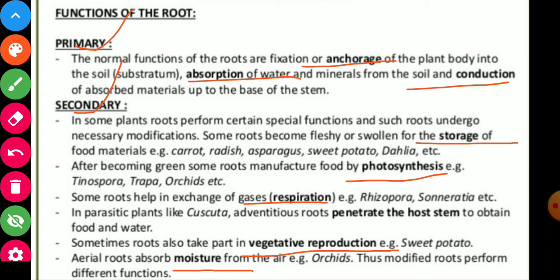So different functions of the root are also there, like storage of food in carrot, radish, asparagus, sweet potato and dahlia, photosynthesis in Tinospora and Trapa, and respiration in Rhizophora. And like vegetative reproduction in sweet potato, and aerial roots which absorb moisture, that is in orchids. So different functions are also there other than the main function. So this is called the modification of the roots for different functions.